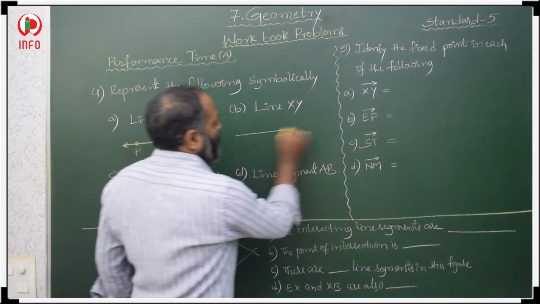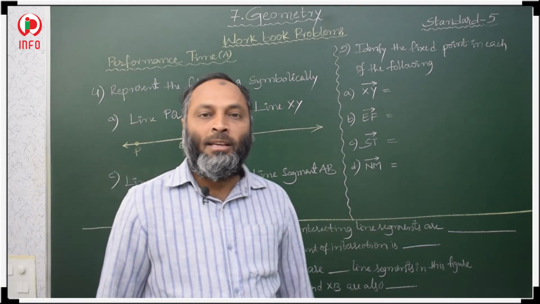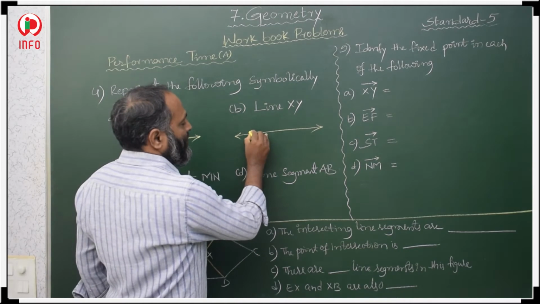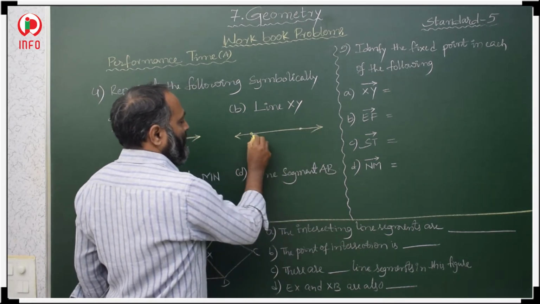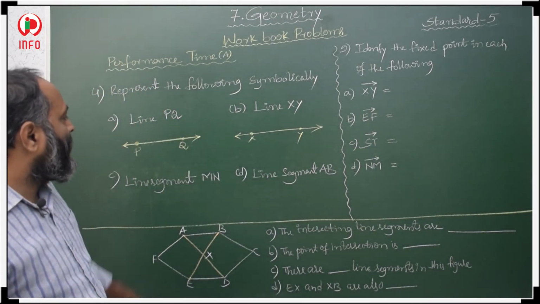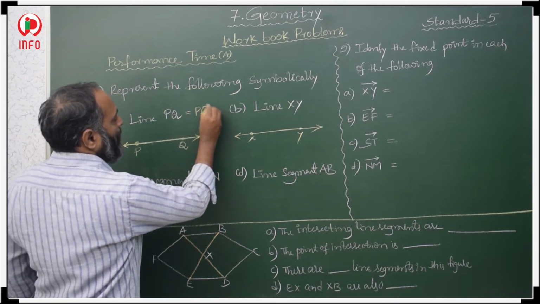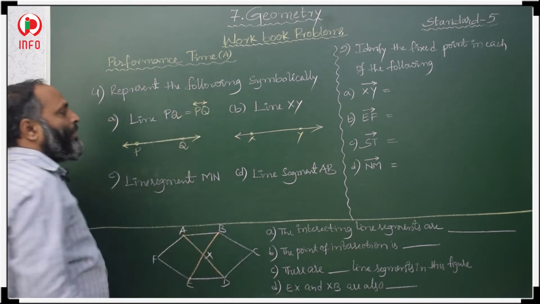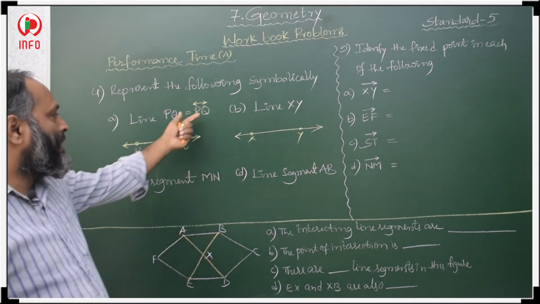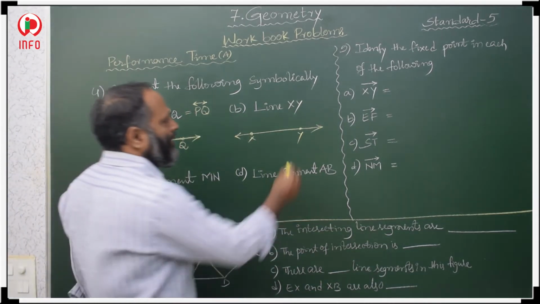Line XY: first we draw a line keeping two arrows. Why? Because a line extends infinitely in both directions. So we keep two arrows. XY is given, so we locate points X and Y. This is the line representation. This is the symbolic representation of PQ, and this is the line. Since he is only asking for the symbolic representation, just writing this is enough. If you want to show how the line looks, this is the way.